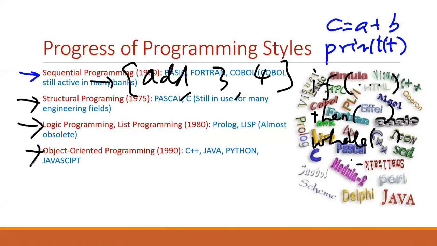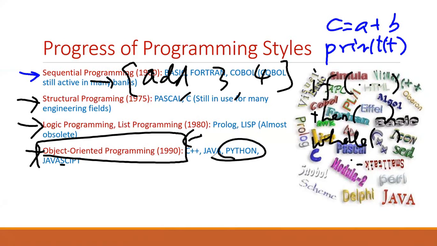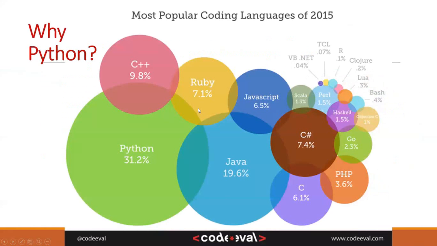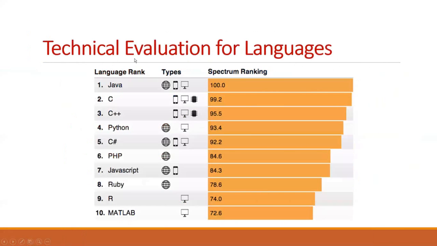And the last one is called object-oriented programming. So far, this one we have not covered yet, but Python also supports it. So in chapter 4, we will basically go over that. But these are 4 different styles of programming. And the Python language right now is quite popular. It's also evaluated to be highly ranked in the technical evaluation.